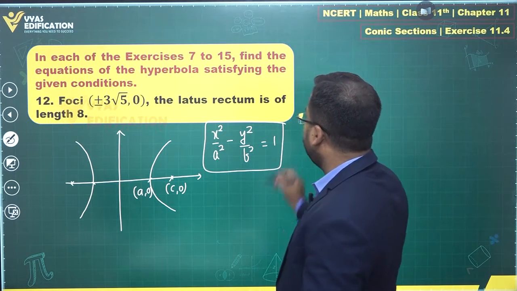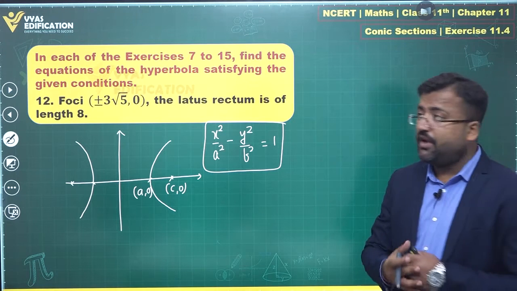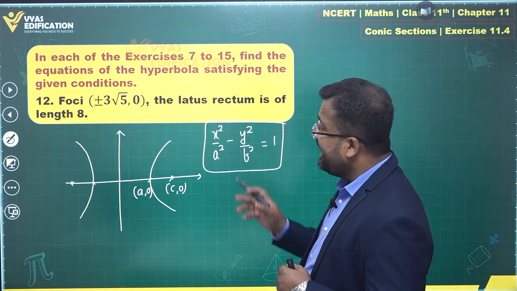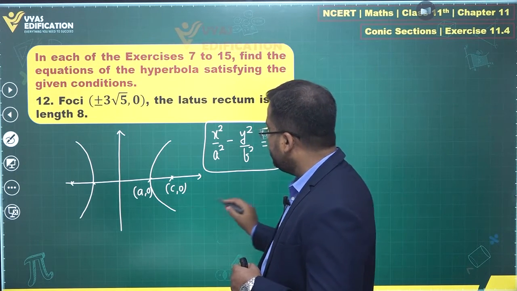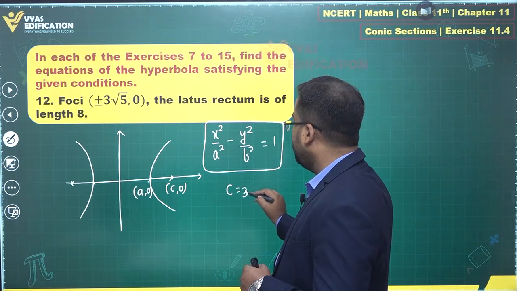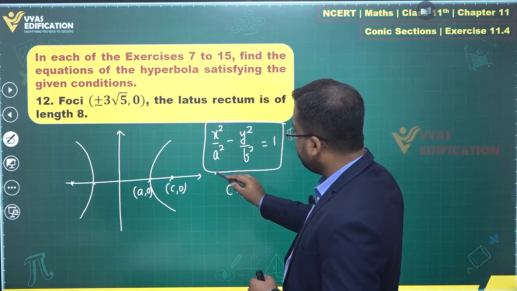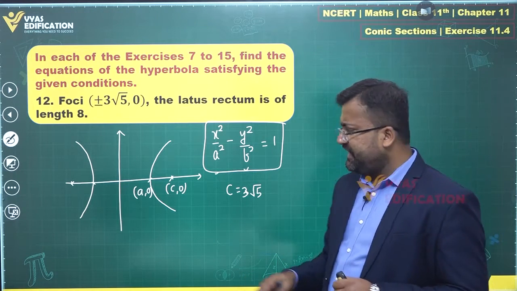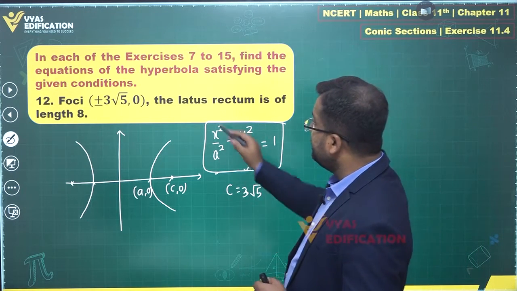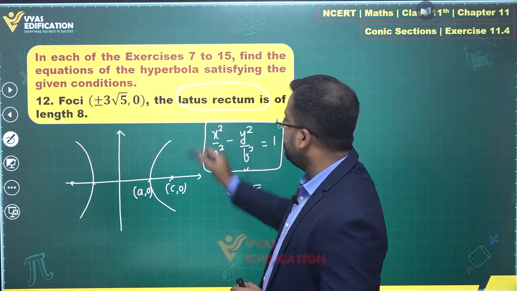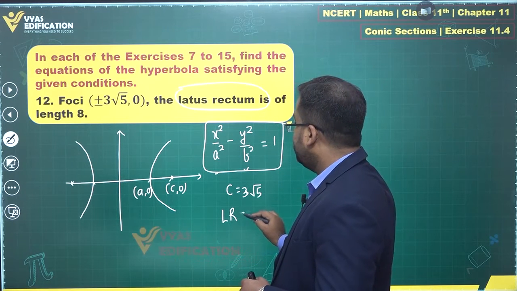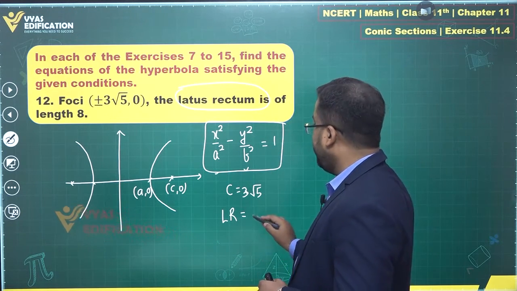This is the equation of hyperbola, required hyperbola, and we are given that the foci lie at plus minus 3 root 5, therefore C will be equal to 3 root 5. That's one thing. But we needed A square and B square. For that we need two conditions at least. One of the conditions is this. The other condition is this. Latus rectum. Latus rectum is equal to length 8.